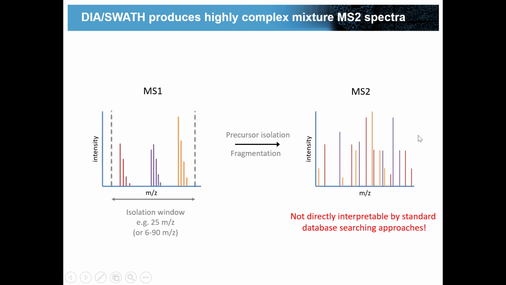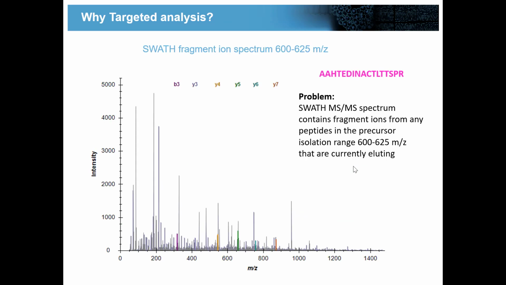So essentially the question here is whether these chimeric spectra are interpretable by standard database searching approaches, and the answer is not really, at least not in a naive way. You might get one of these peptides returned to you if you were to submit this spectrum to Mascot for searching, but you probably wouldn't get all three. So the question is, what are we going to do about that?